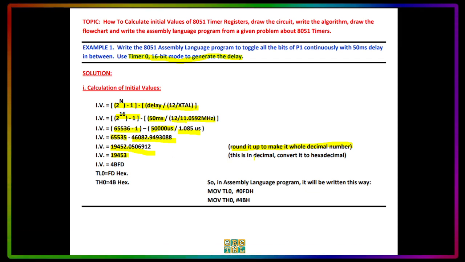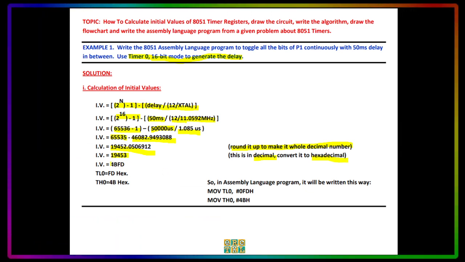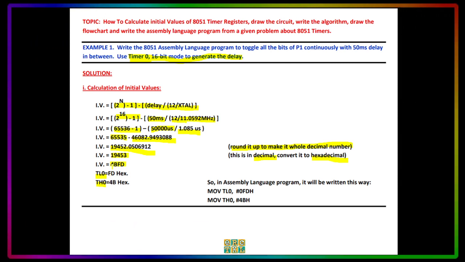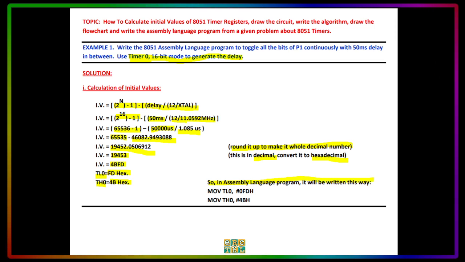And of course, this is still given in decimal, and we have to change it into hexadecimal. And after doing so, we will get 4BFD. Take note that the TL will be TL0 because we are talking about timer 0. And the TH will become TH0 because this is about timer 0. So, and also remember to swap the values. The 4B will be the TH, and the FD will be the TL0.